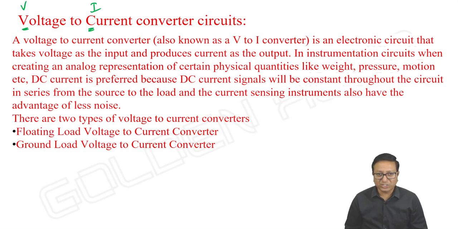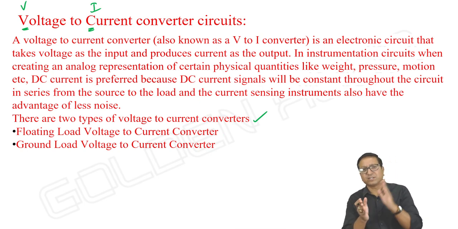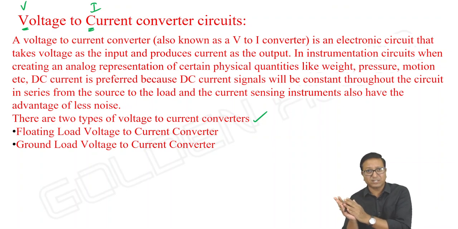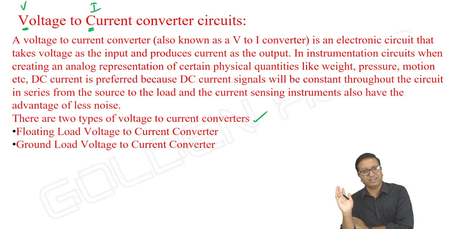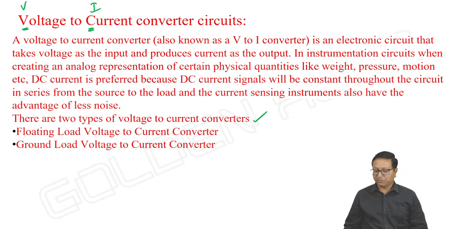There are two types of voltage to current converters. Transducer output may be a voltage, since it converts a non-electrical quantity to an electrical quantity, which may be voltage or current. Suppose you get voltage; there you can use a voltage to current converter so that the current is more comfortably transmitted compared to the voltage signal. That's the idea here. The two types are the floating load voltage to current converter and the grounded load voltage to current converter.